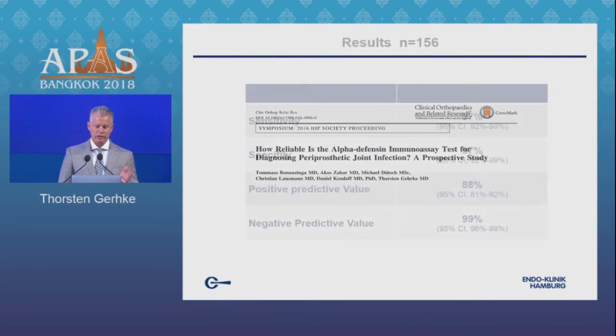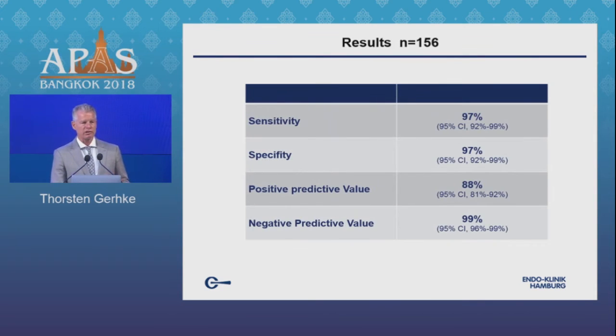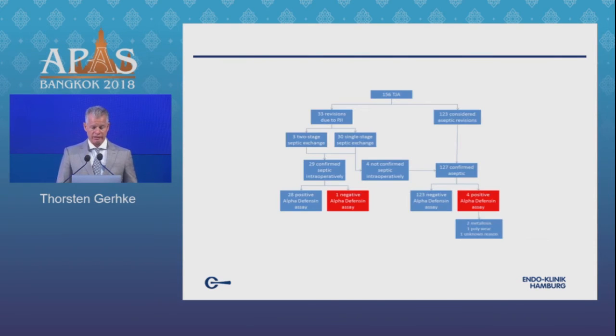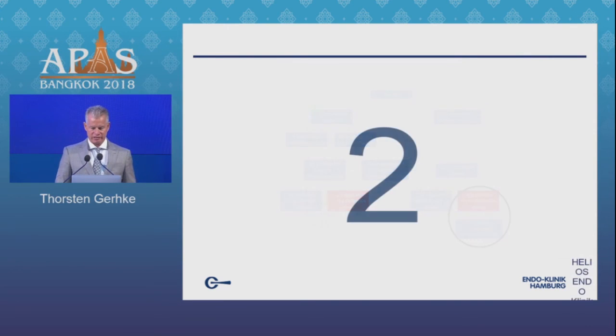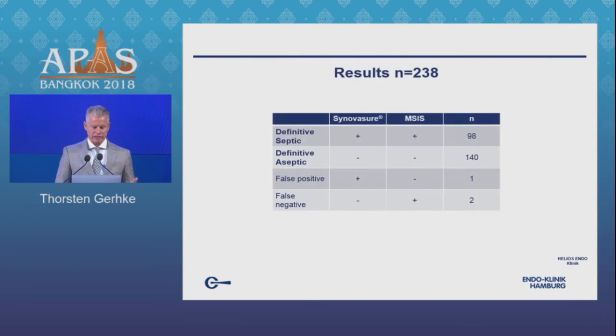We did some own studies about it. We found really good results, sensitivity of alpha-defensin in the lab test, in the serum of 90%, in the synovial fluid 97%, 70%. But we also had false positive cases for alpha-defensin. Mainly, if there is a metal-on-metal reaction, then you have a false positive alpha-defensin test. So we did some other studies with quite good results, less false positives.